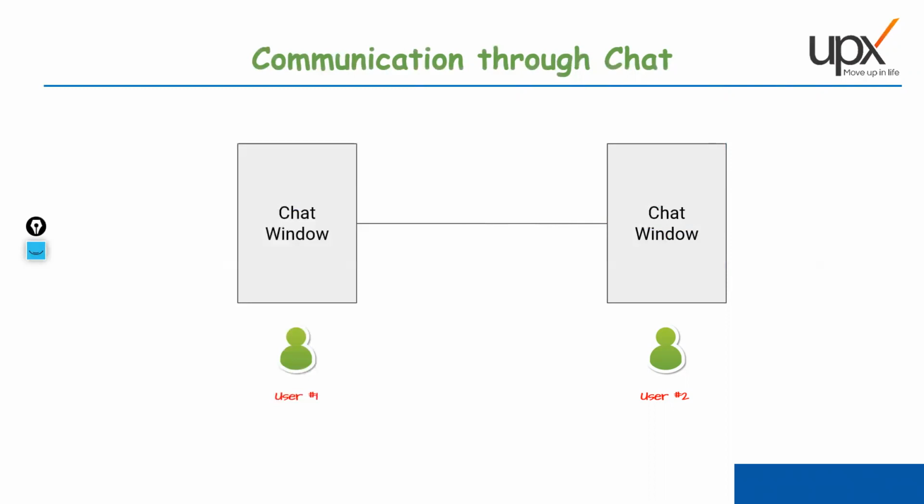So what is the technology that is used for chat, right? You have a chat window. That is how the communication happens. That is the interface. The chat window is the interface through which user one, located maybe in a different geographical location altogether, chats with a person who is located in a completely different geographical location. The chat window is that interface through which communication happens.